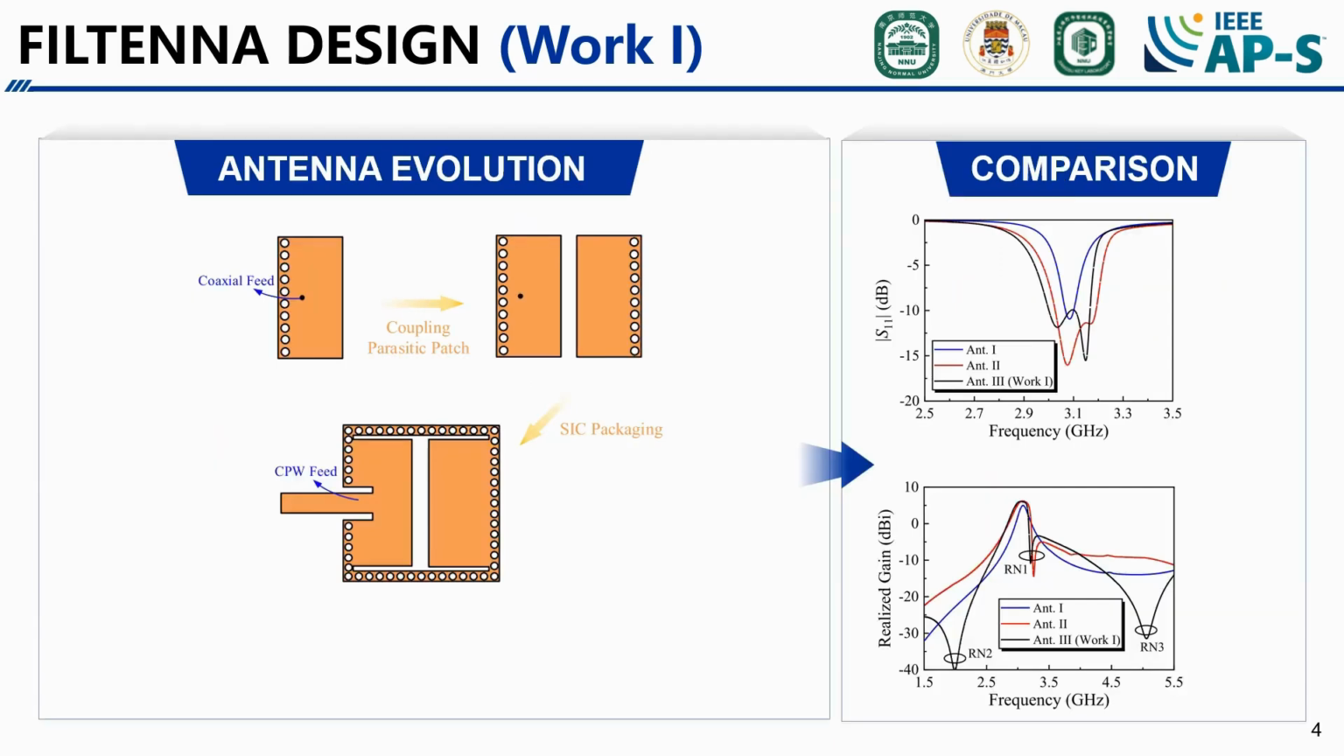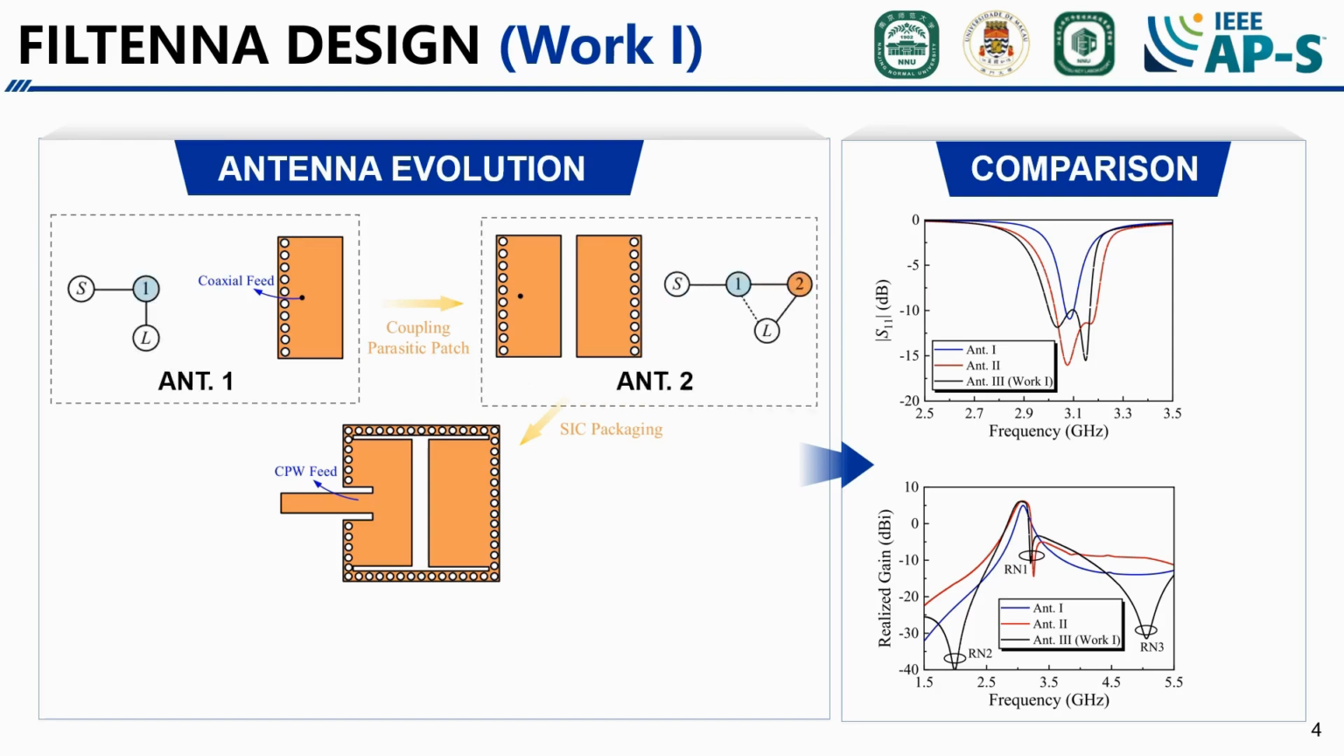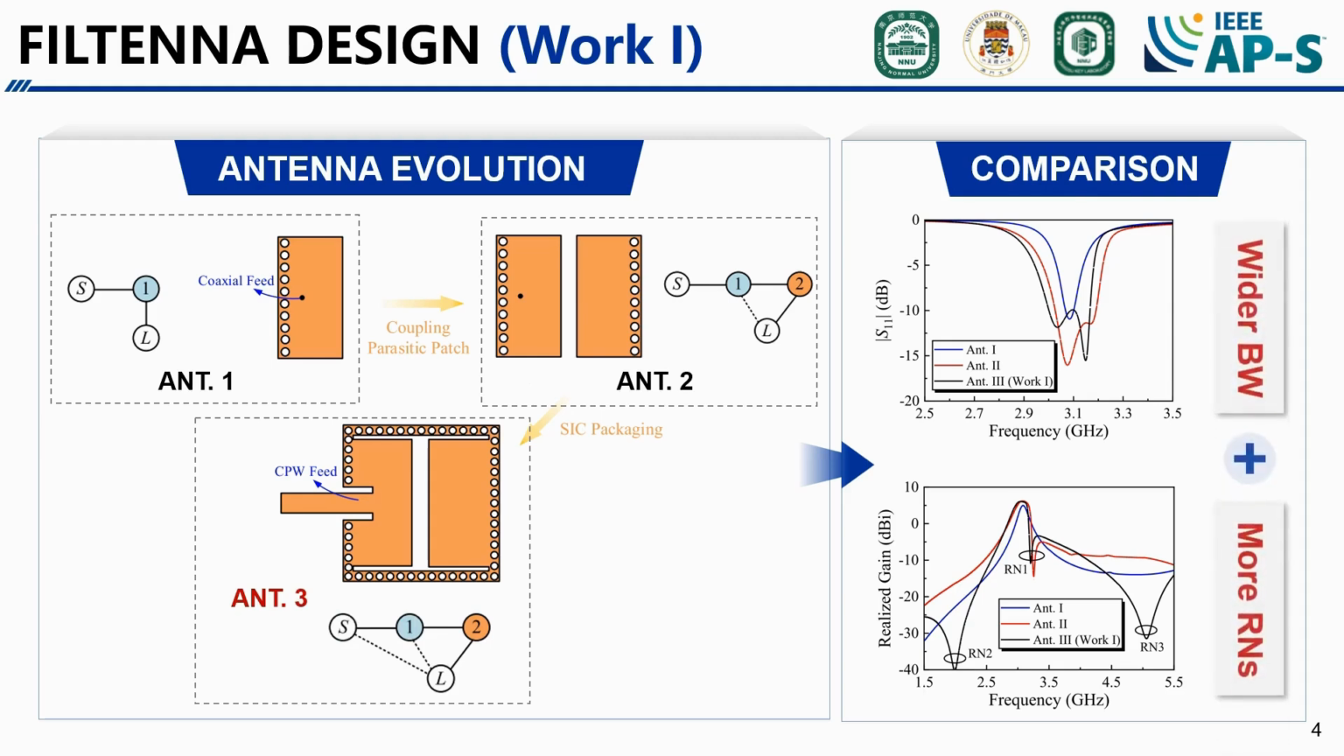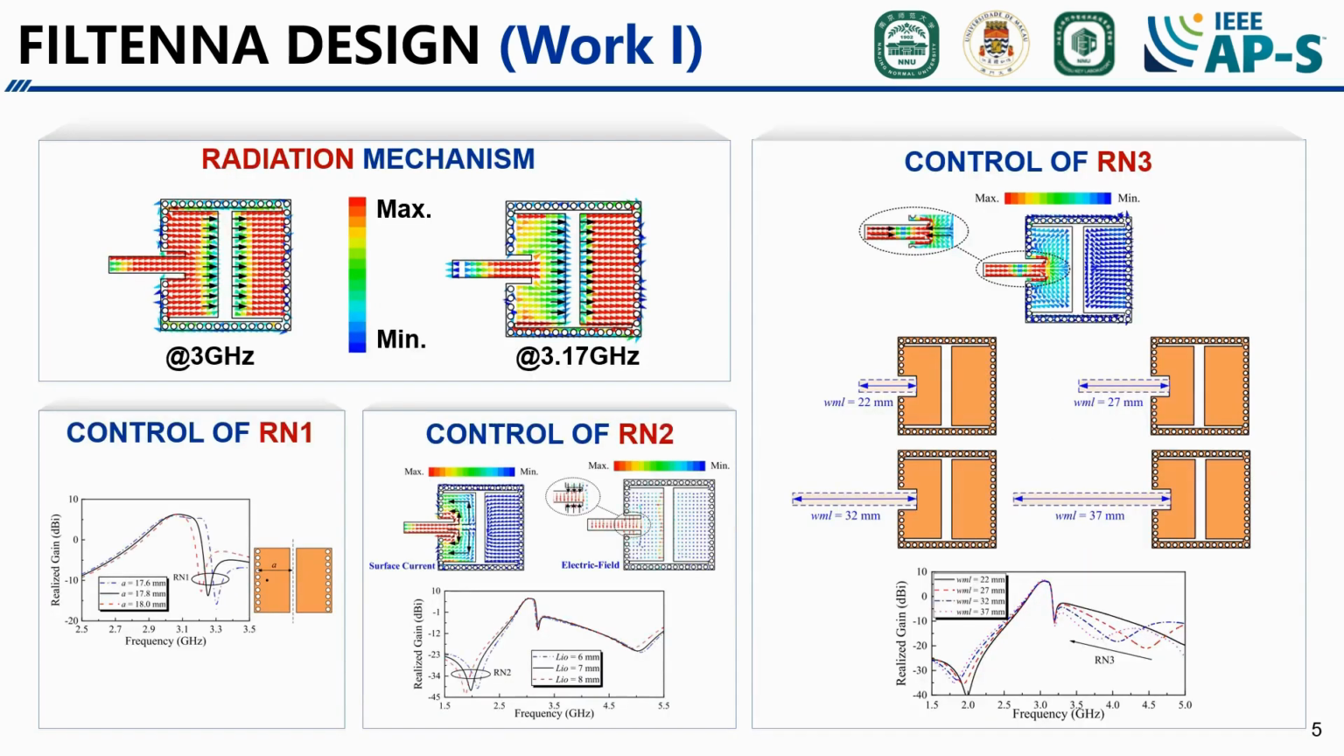It builds on antenna 1, creating antenna 2 by coupling a parasitic patch, and then forms antenna 3 using SiC packaging. Antenna 3 has an H-shaped slot loaded in the SiC. The performance comparison shows that antenna 3 has a wider bandwidth and more radiation nulls. Both half-mode patches can radiate, with one resonance at 3 GHz and the other at 3.17 GHz. RN1 is regulated by the gap position.